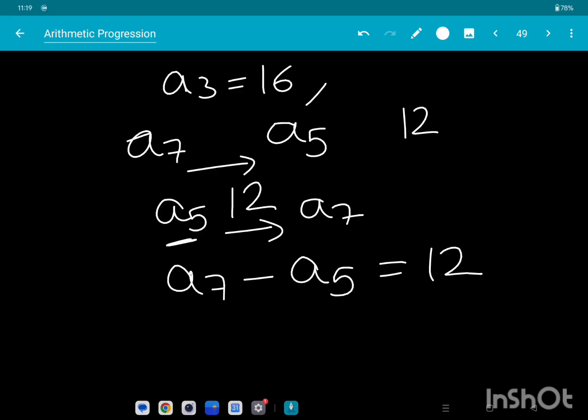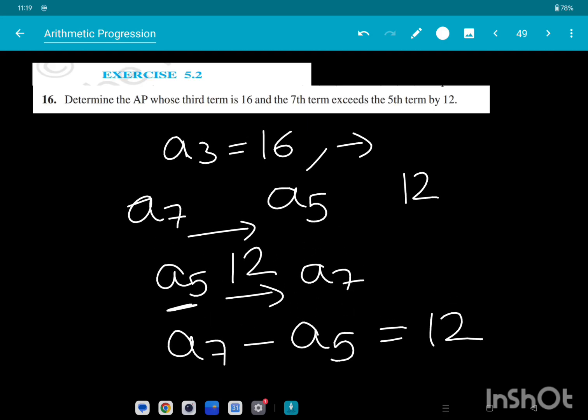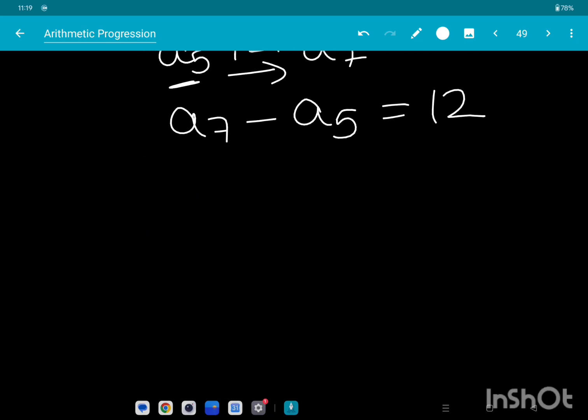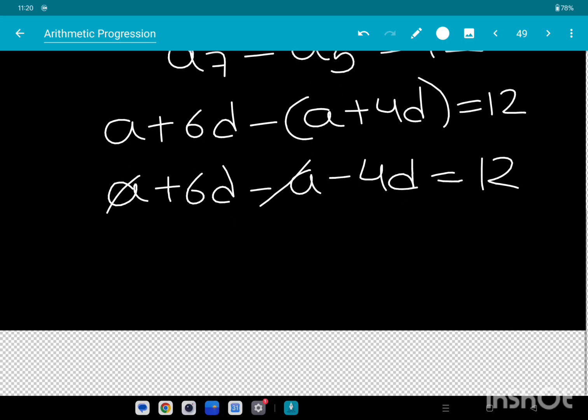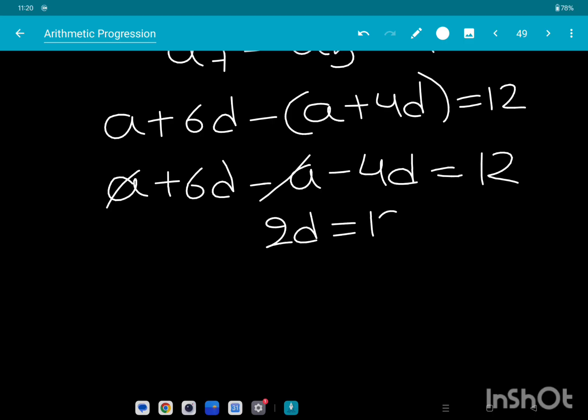Now how can we find the A and D values here? Here it was given the A3 value is 16. So I will write it as A plus 2D is equal to 16. Let's say it is equation 1. Now A7 minus A5: A plus 6D minus A plus 4D is equal to 12. So A plus 6D minus A minus 4D is equal to 12. Here A minus A cancel. I will get 2D is equal to 12. So the D value is 6.